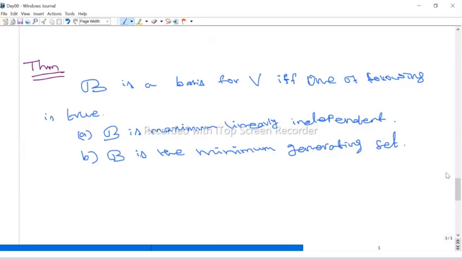Okay. Maximum linearly independent set means what? That is a maximum set. Suppose if you add one more element to the set, that is not linearly independent, it should be linearly dependent. Similarly, what is meant by minimum generating set? That is the minimum number of elements that generate the whole set. If you remove one element, that set cannot span the entire set.